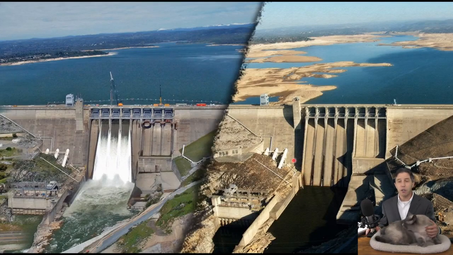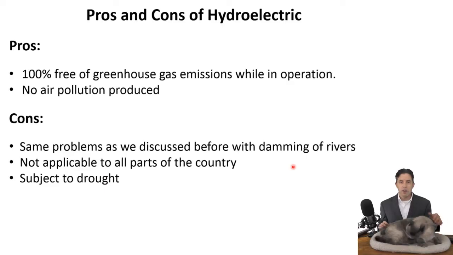Here's one from California. This is what the dam looked like maybe 10, 20 years ago. And this is a more recent photo. And you can see those pipes right there. Those are the penstocks. That's what takes the water from the lake and takes it down to the generators. But they're high and dry. They're not getting any water to generate electricity with. So pros and cons.